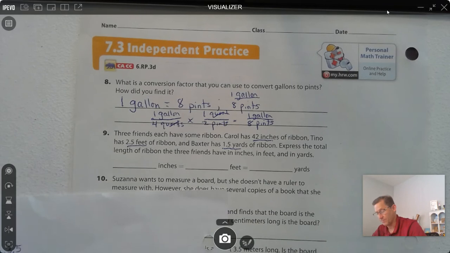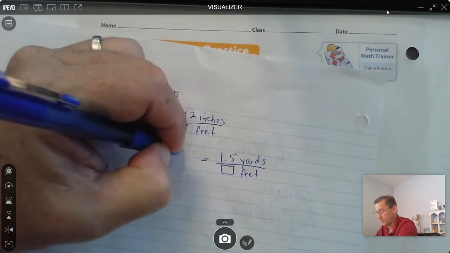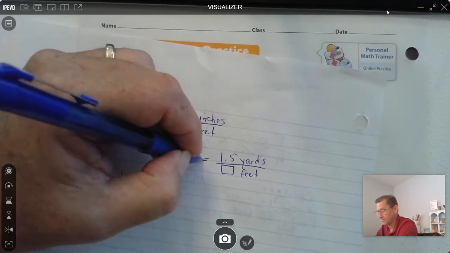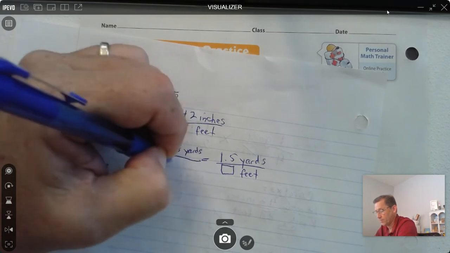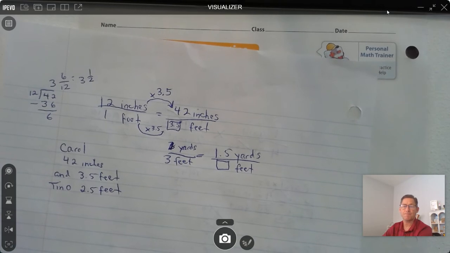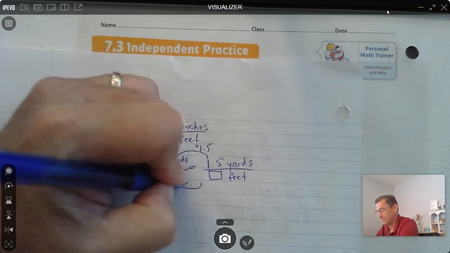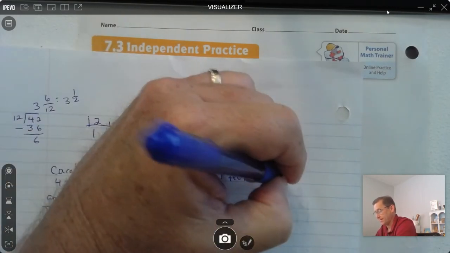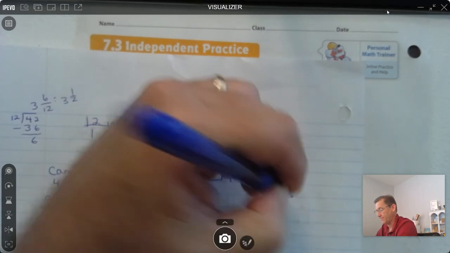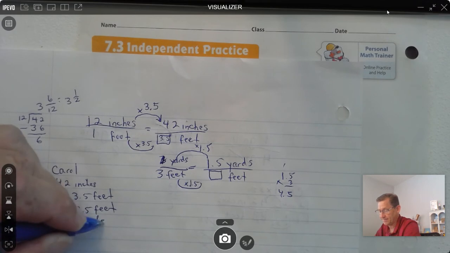So Baxter has 1.5 yards, and we want to know how many feet that is. Well, we know, I'm sorry, in 1 yard, there are 3 feet, right? So how do you go from 1 to 1.5? Well, that's just multiplying by 1.5. So 3 times 1.5 is 4.5. So Baxter has 4.5 feet.